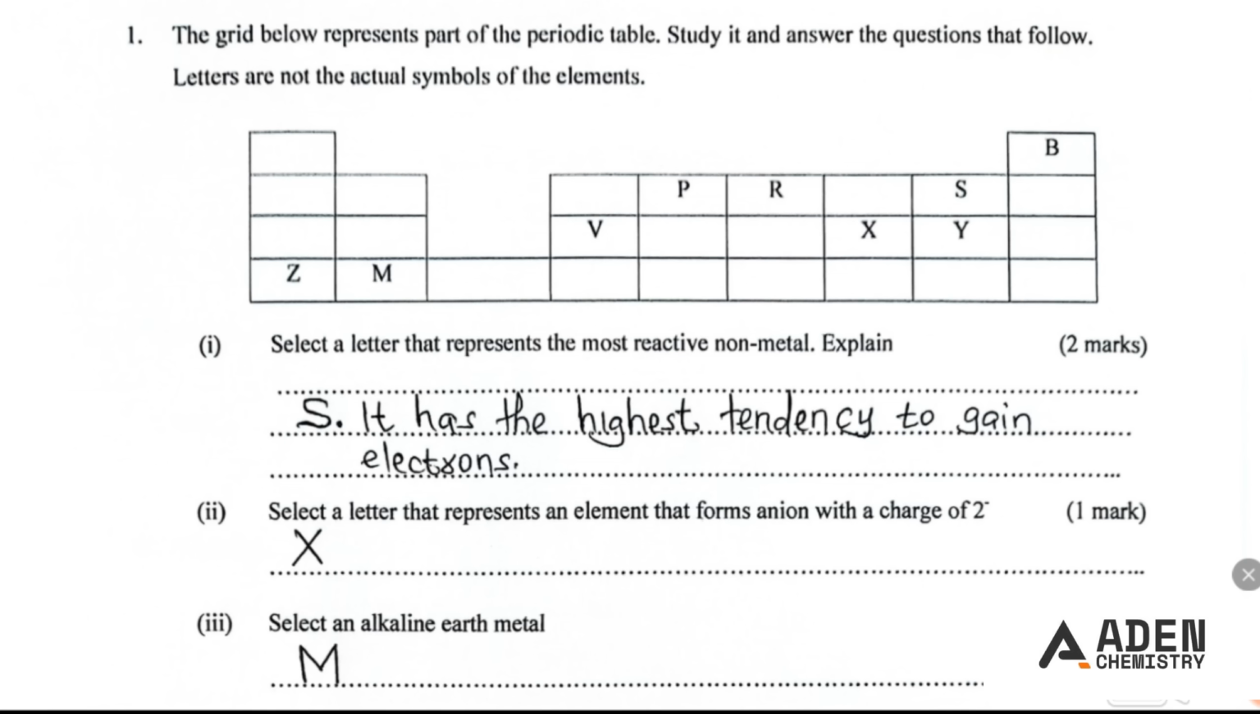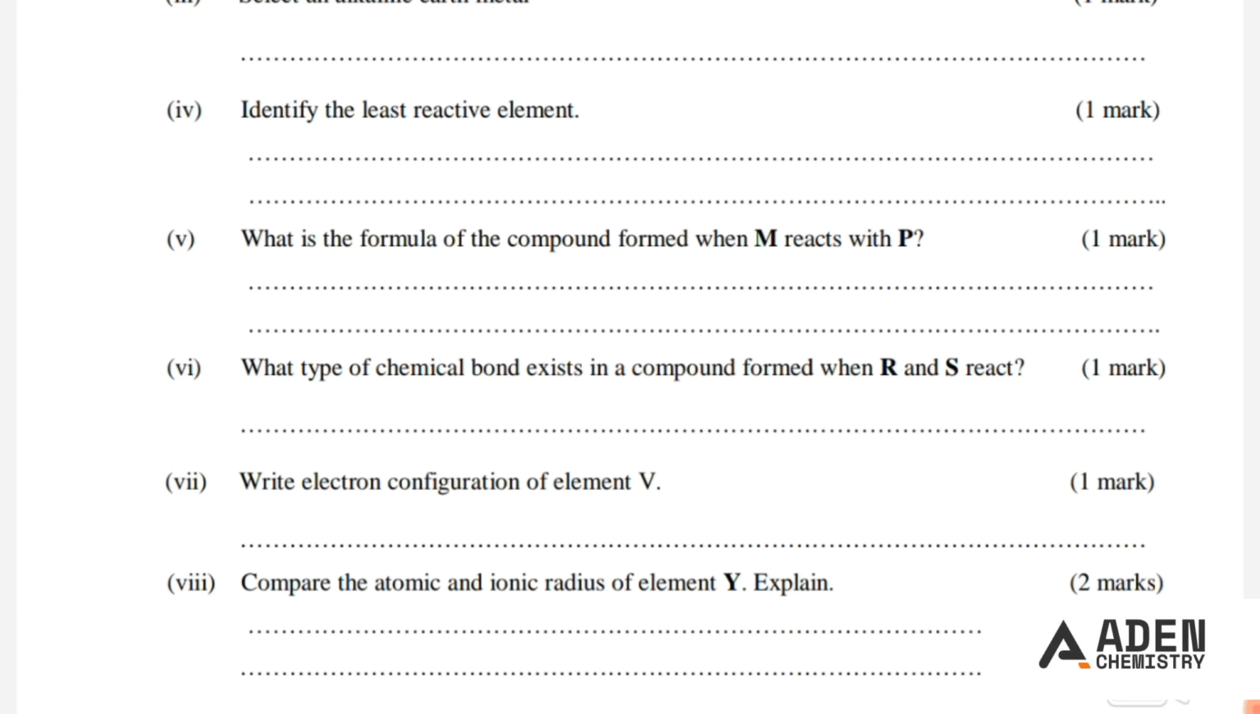So Roman 2, we are told select a letter that represents an element that forms an ion with a charge of 2 minus. The way we have said, it is X, and we have explained that. Then Roman 3, select an alkaline earth metal, and we said that is N. We are going to proceed to Roman 4. Let's proceed to Roman 4.